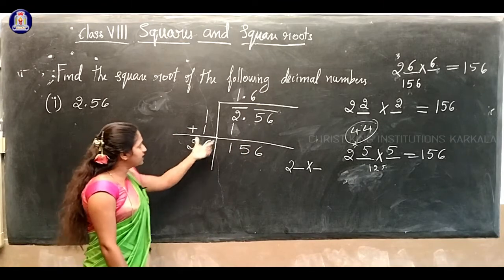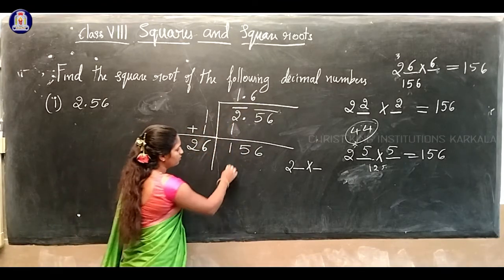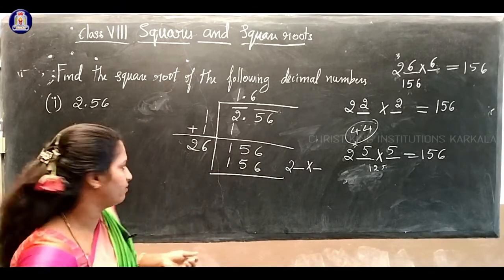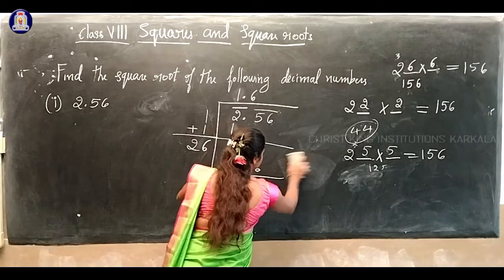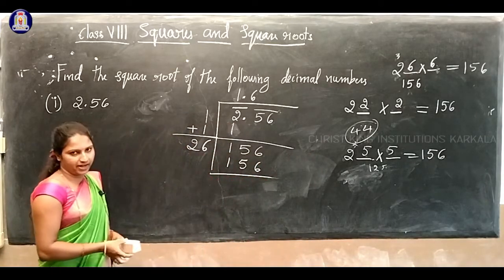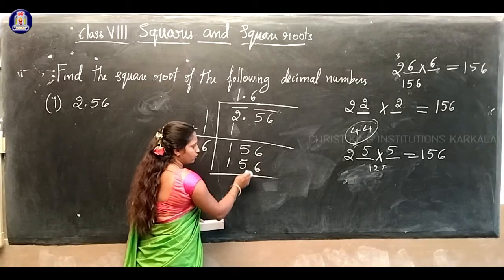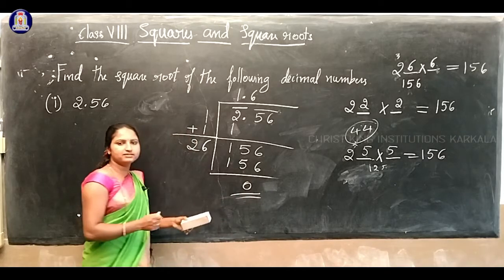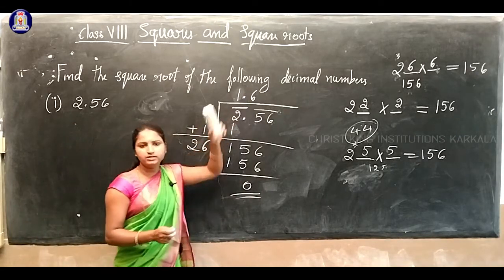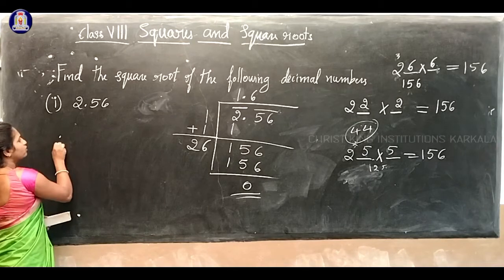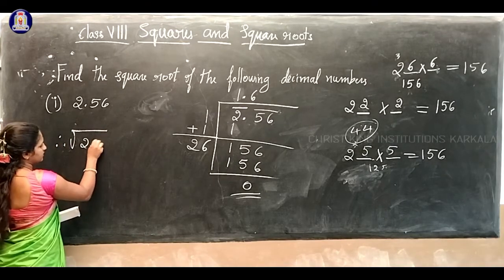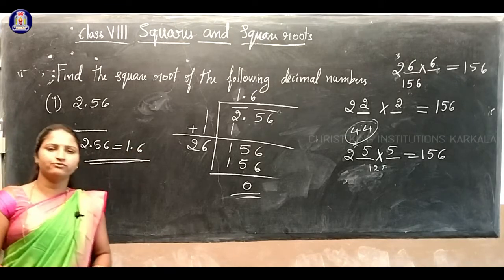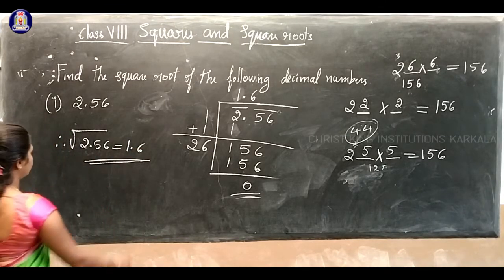That means 26 into 6 will get 156. Clear? Next step, subtraction. So 6 minus 6 is 0, 5 minus 5 is 0, 1 minus 1 is 0. So what is the answer? Answer is 1.6. Therefore, square root of 2.56 is 1.6. Clear?